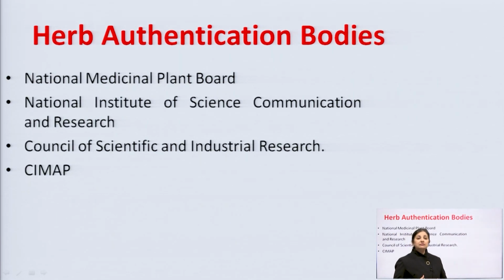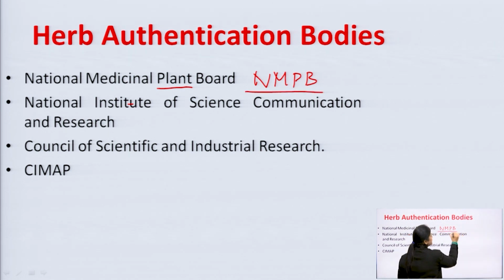Now the herb identification or herb authentication process is done, on a smaller scale, as I told you earlier, by any botanist of the botany department in a university, fine. Or the other way is that there are a large number of bodies involved with this. So this is your National Medicinal Plant Board, NMPB. This comes under the Ministry of Ayush and it is situated in Delhi.